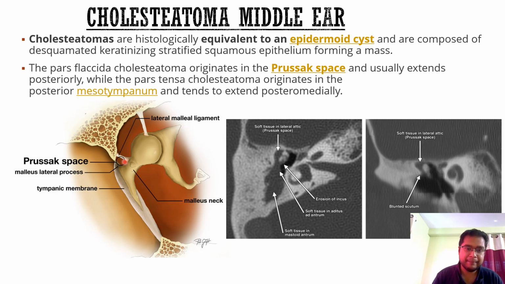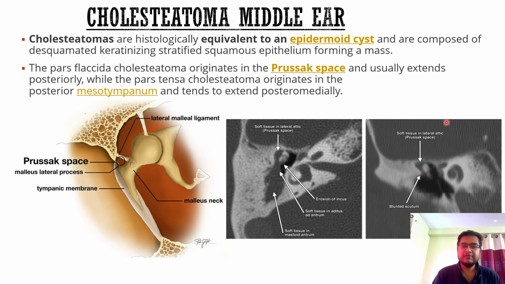It is in the epitympanum and it is bounded by the scutum, the lateral process of the malleus, the lateral malleal ligament, and the neck of the malleus. And this particular space is called the Prussak space. On imaging, as you can see in the epitympanum, this space is the Prussak space, and on coronal images, as you can see within the epitympanum, it is bounded by the scutum on the lateral side, and this is the Prussak space.